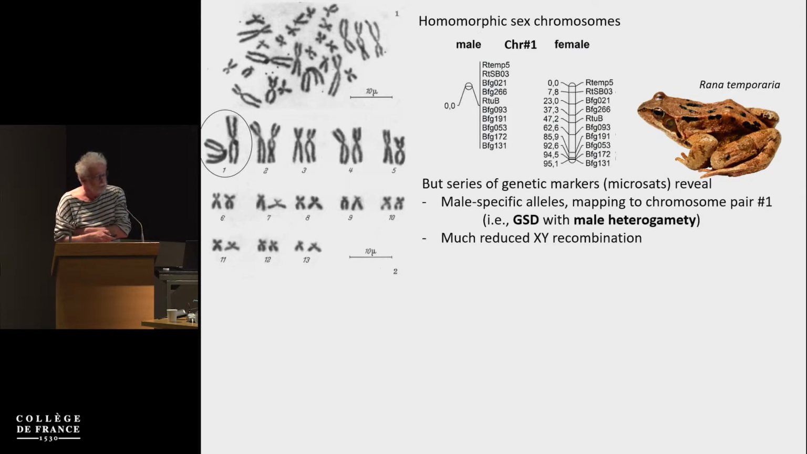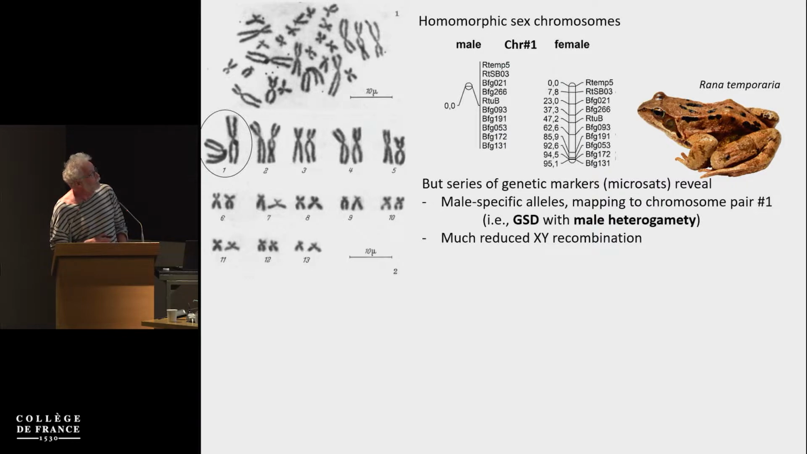And in fact, we know from genetic markers that one of these pairs is a sex chromosome. It's pair number 1 for this species, just because a series of markers that we have for this species show male-specific alleles, and these markers map to chromosome 1. So we know from this, first, that sex determination is genetic. Second, that we have an XY system because these sex-specific alleles are only found in males, and that chromosome 1 is used for sex in this species.